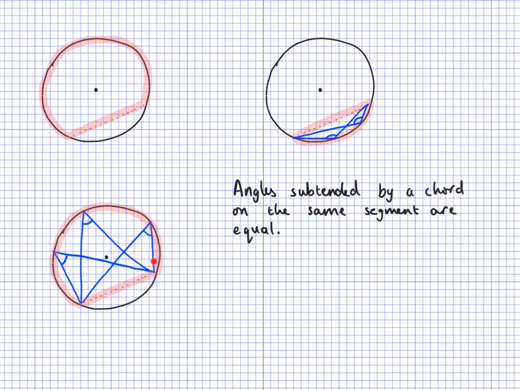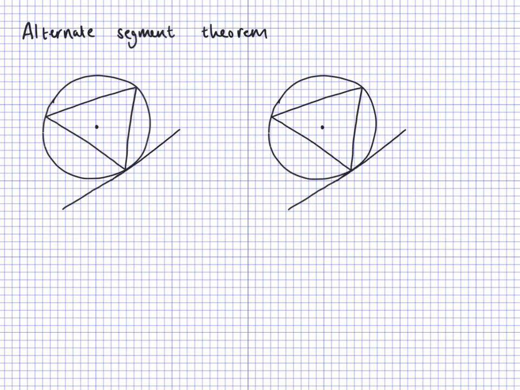So I can say now the angles subtended by a chord on the same segment are equal. So when we subtended on the same segment on this side, they were all equal. When we subtended on the same segment on this side, these two are equal. The final rule that I'm going to be talking about in this video is the alternate segment theorem. So let's think about how that works.